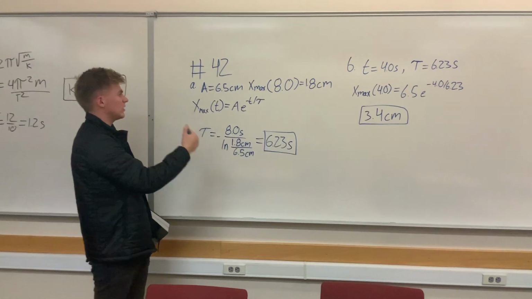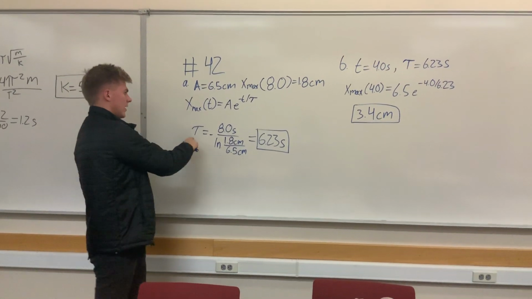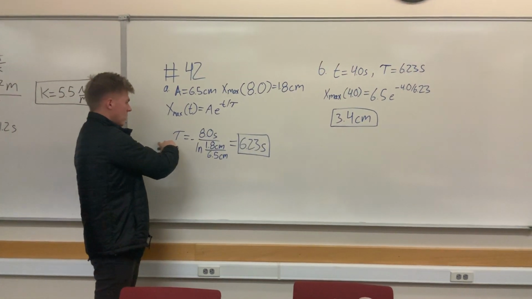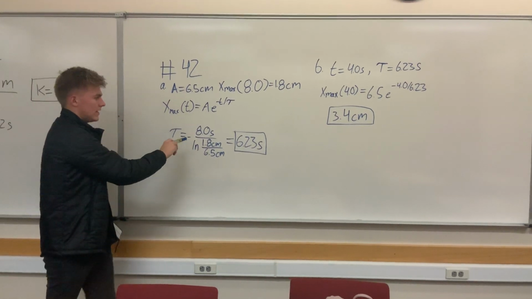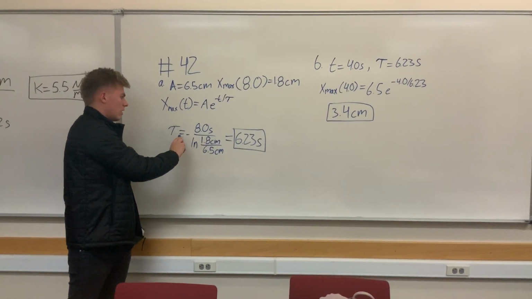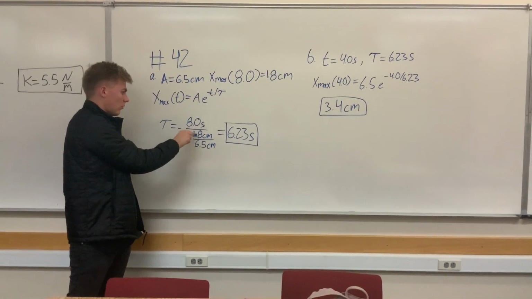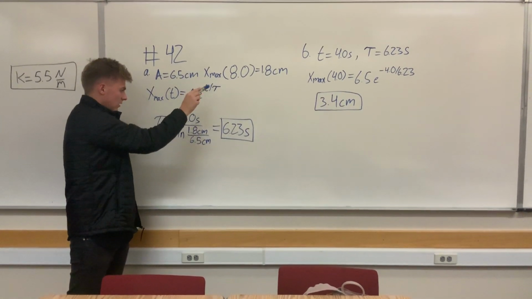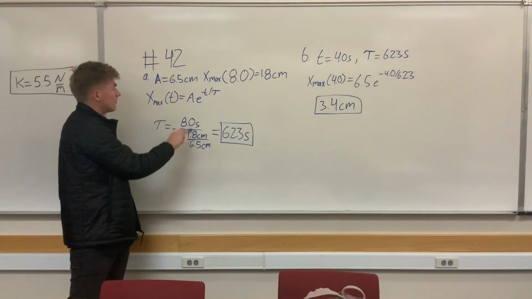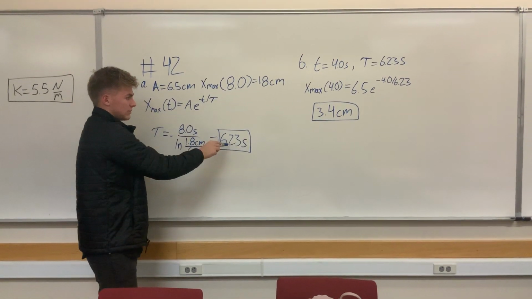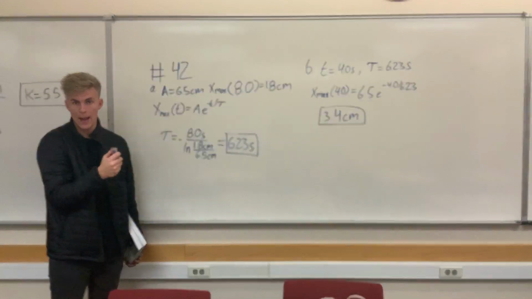So what we can do is start plugging things in, and to get to our equation, our time constant is equal to negative 8 seconds all over the ln of our 1.8 centimeters from here, and then our 6.5 centimeters from here, which is equal to 6.23 seconds for part A.